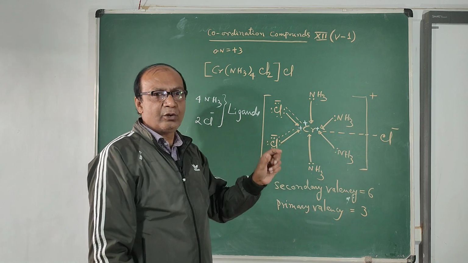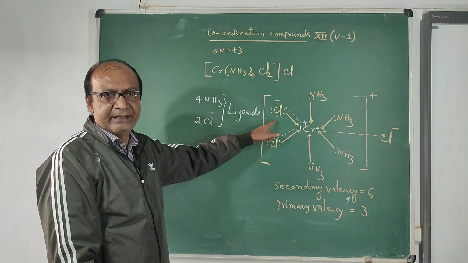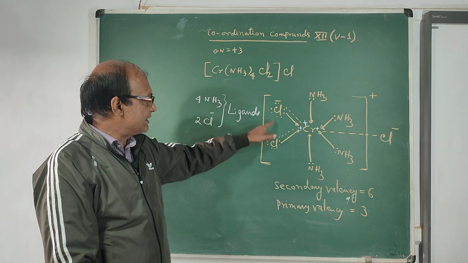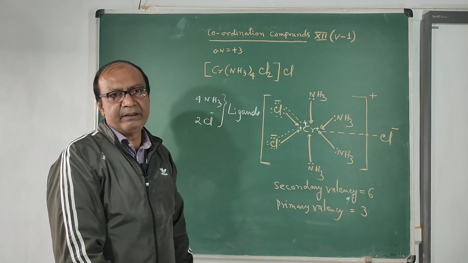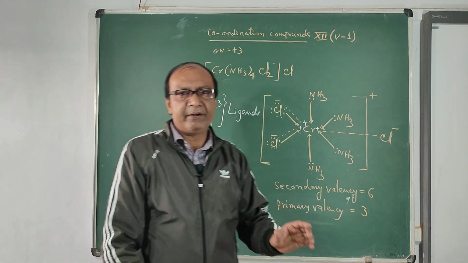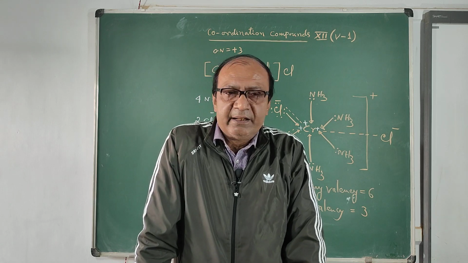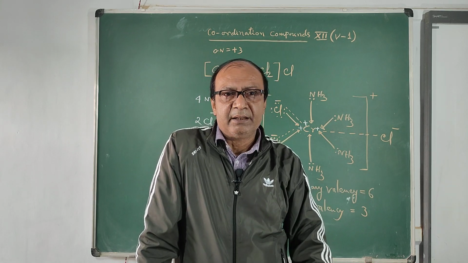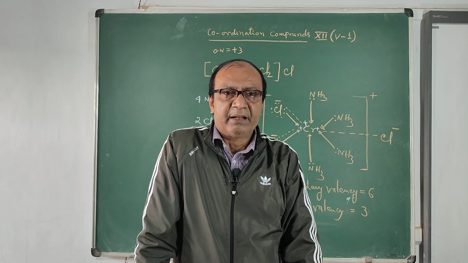So you see the role of the 2 chloride ions which are inside the coordination sphere. These chloride ions are satisfying the secondary valency as well as the primary valency. So this happens in the case of anionic ligands. The anionic ligands simultaneously satisfy the secondary valencies as well as the primary valency.